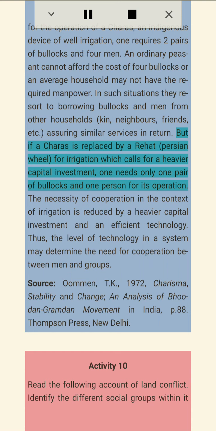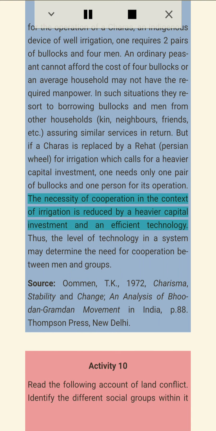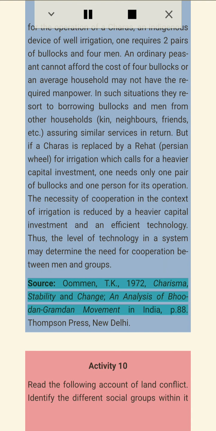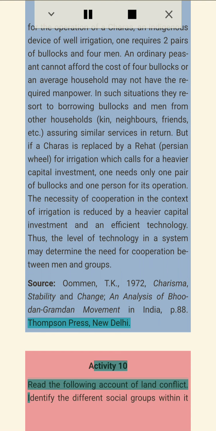But if a charas is replaced by a rehat, a Persian wheel for irrigation, which calls for a heavier capital investment, one needs only 1 pair of bullocks and 1 person for its operation. The necessity of cooperation in the context of irrigation is reduced by a heavier capital investment and an efficient technology. Thus, the level of technology in a system may determine the need for cooperation between men and groups. Source: Uman, T.K., 1972, Charisma, Stability and Change, an Analysis of Bhutan-Gramdan Movement in India, p.88.